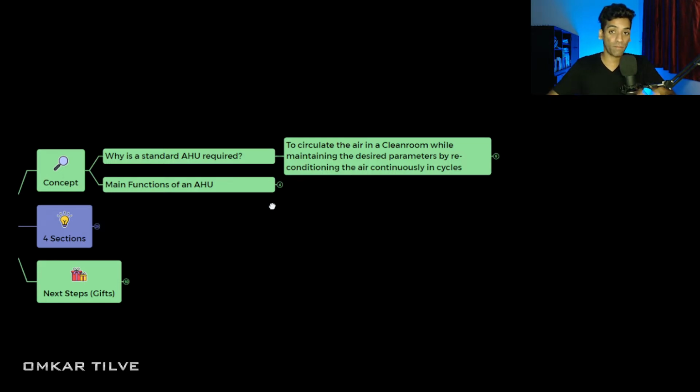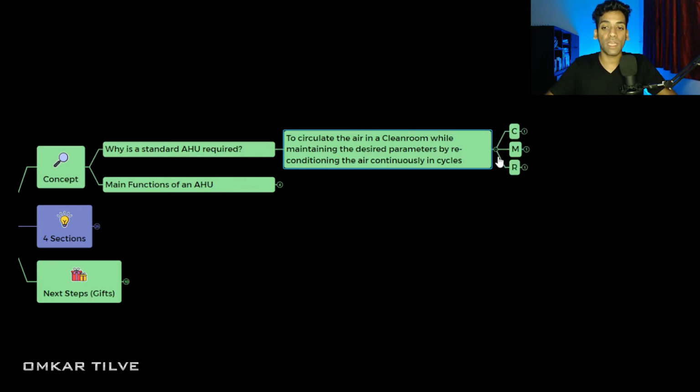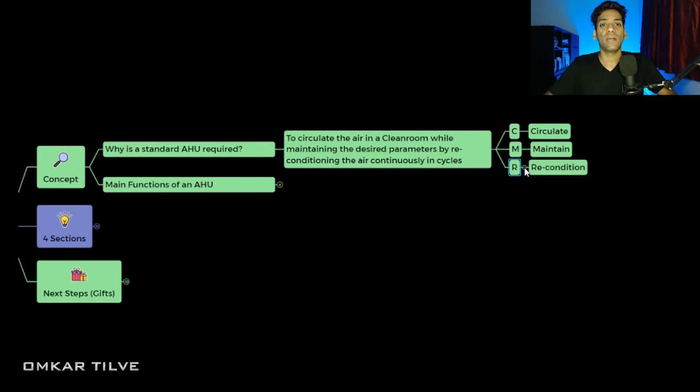Now you can see that this is a bit of a complex definition, but I like to make it simpler so that you can understand it in a much simpler manner and you can retain it for a longer time. And for this, you can remember this as the CMR of an AHU. Now, this definition is divided into 3 parts, which is: first, the AHU is used to circulate the air in a clean room while maintaining the desired parameters by reconditioning the air continuously in cycles. So now you can simply understand the definition of an AHU using the CMR model.